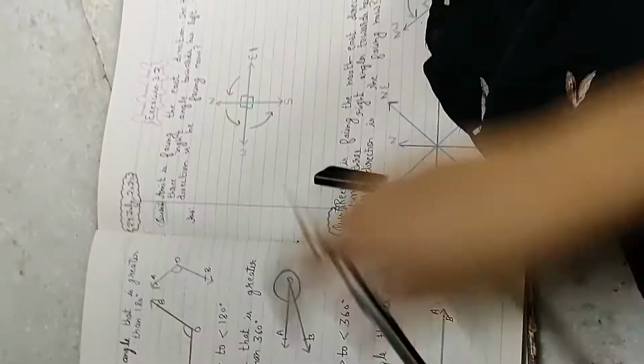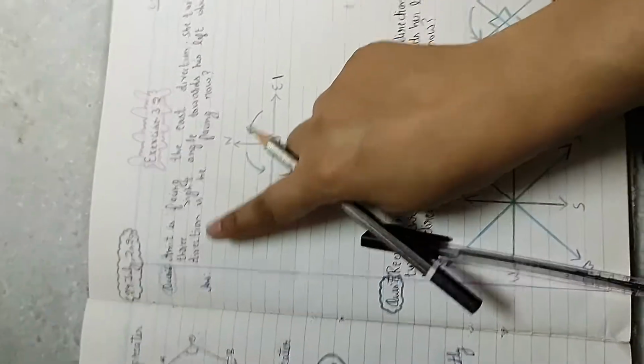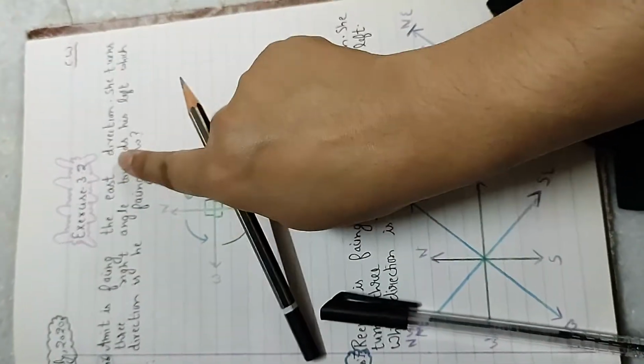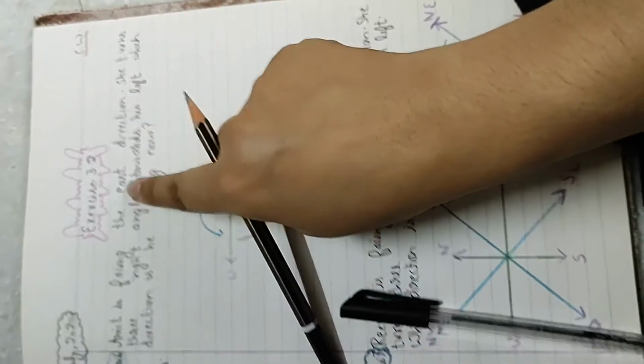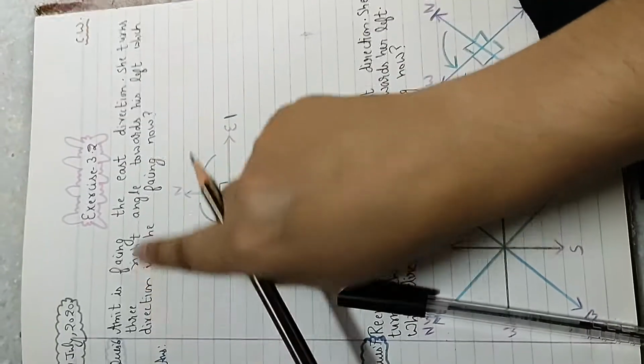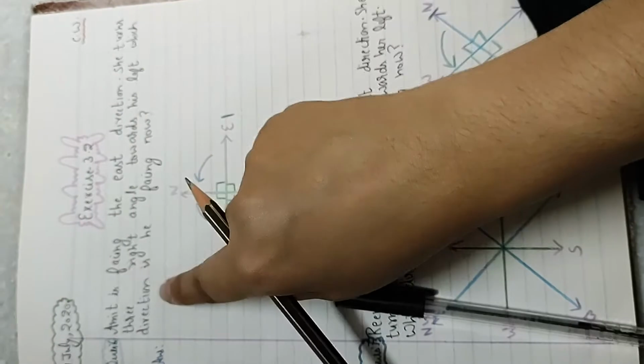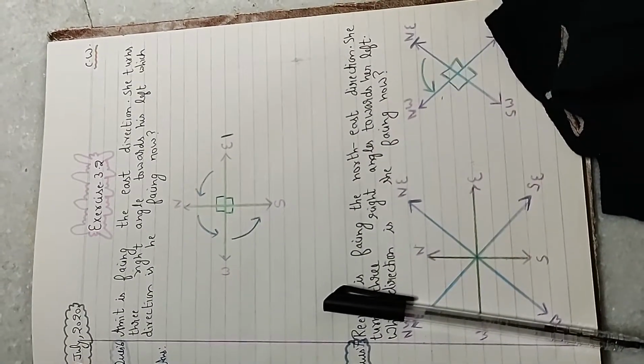After that, the questions that you will be doing in the notebook. Amit is facing the east direction. She turns 3 right angles towards the left. Which direction is he facing now?